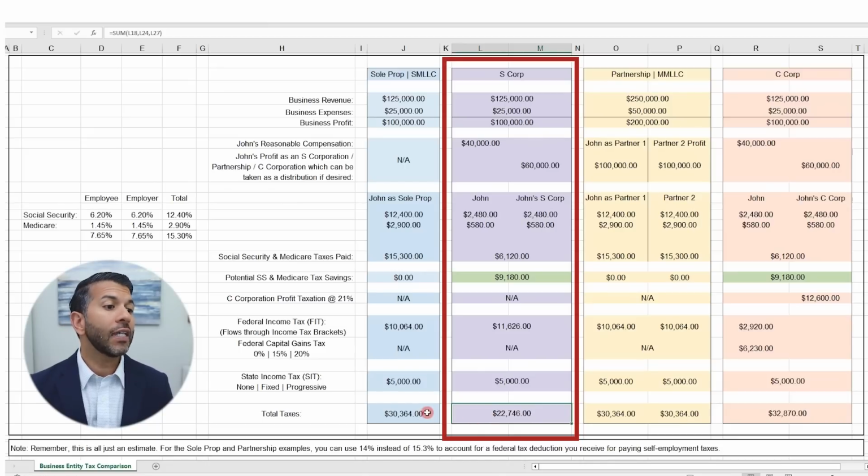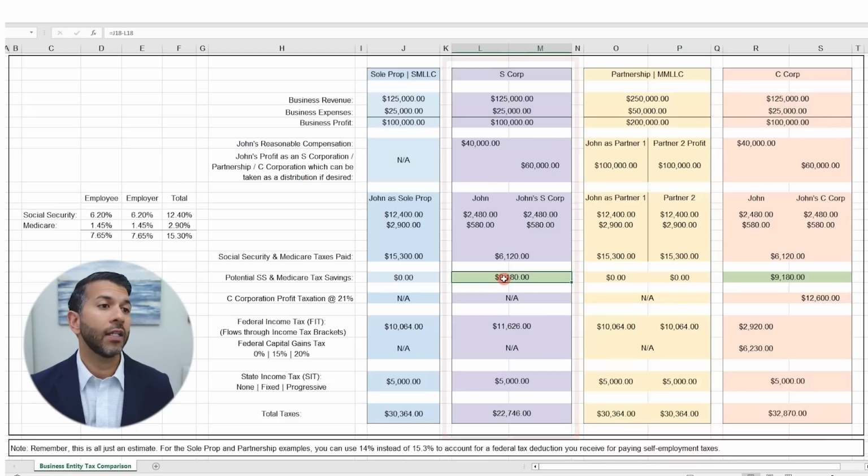$22,746. So you can see how this saves you between $7,000 and $8,000 in taxes. And the majority of that came from the Social Security and Medicare tax, okay? So that's the S corporation, and that's why most entrepreneurs have their operational business taxed as an S corporation.